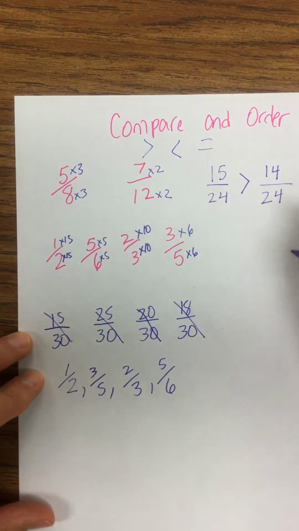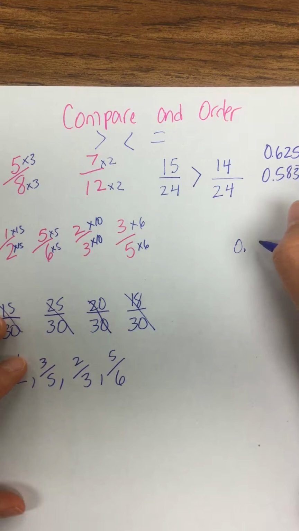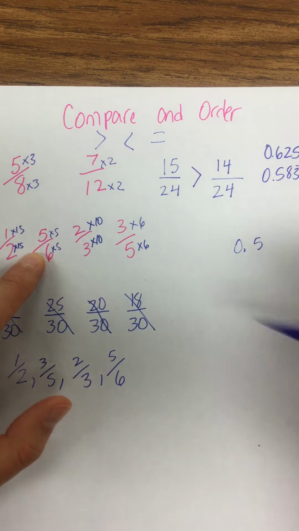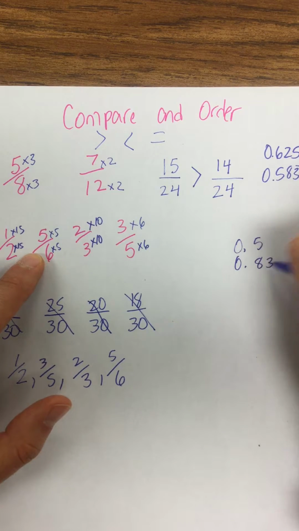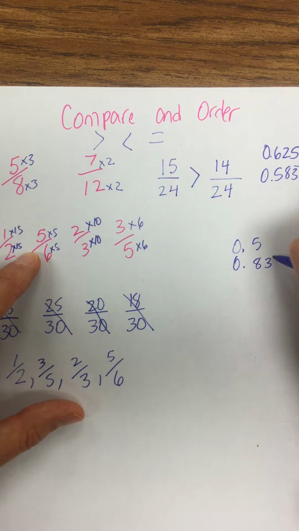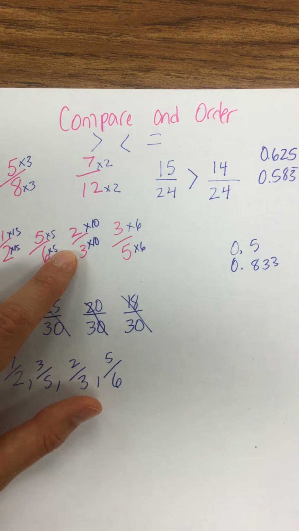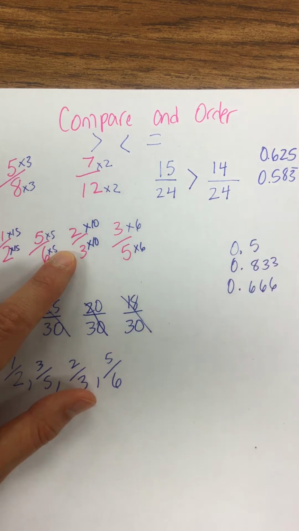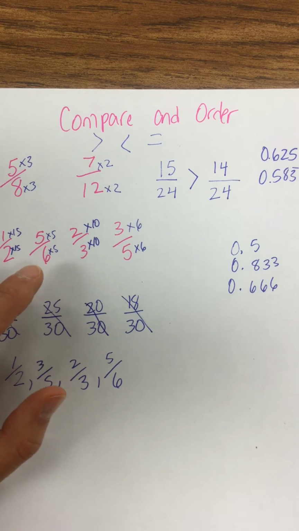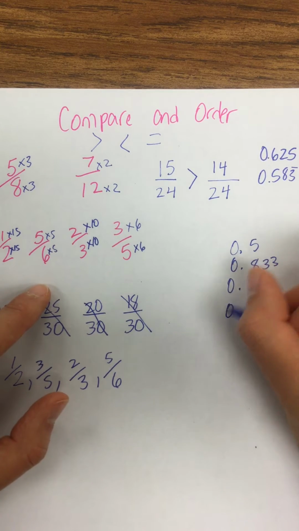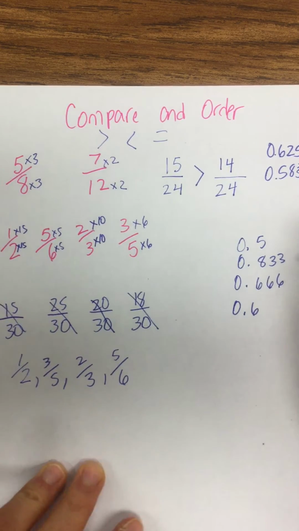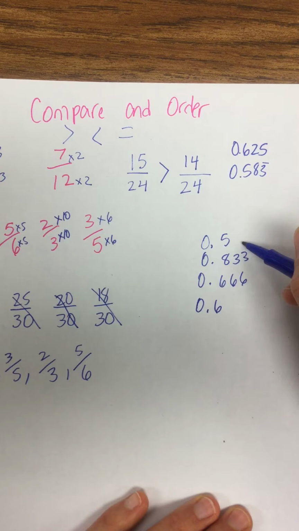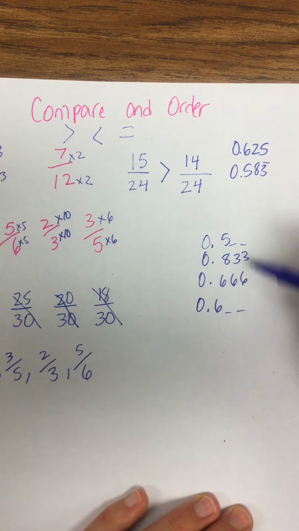As a decimal, 1/2 is 0.5. As a decimal, 5/6 is 0.83 repeating, so I'm going to put a couple 3's. 2/3 is 0.6 repeating, so I'm going to put a few 6's. And 3/5 is 0.6. When you compare the decimals like this, you have to make sure they have the same amount of numbers. If there's spaces, you have to fill those spaces with zeros.